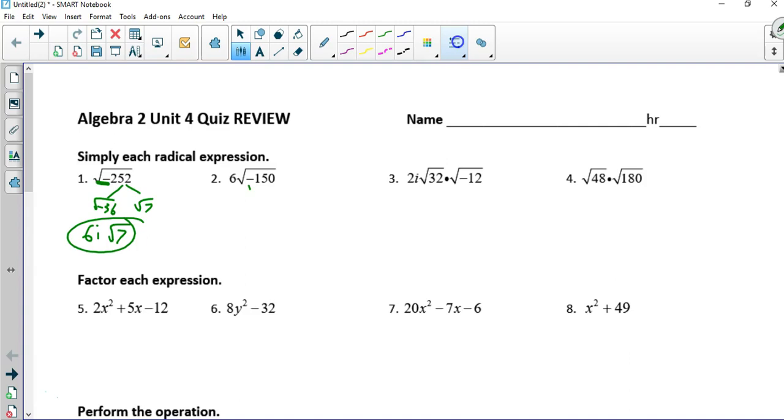Number 2, same thing. We have a negative here. So we're going to break this down into negative 25 and 6. Obviously square roots. Don't forget this 6 out here. Remember, you might want to draw something down to remind you. So this is going to become 5i root 6, but we need to multiply by 6 and get 30i root 6. So don't forget that number sitting outside.